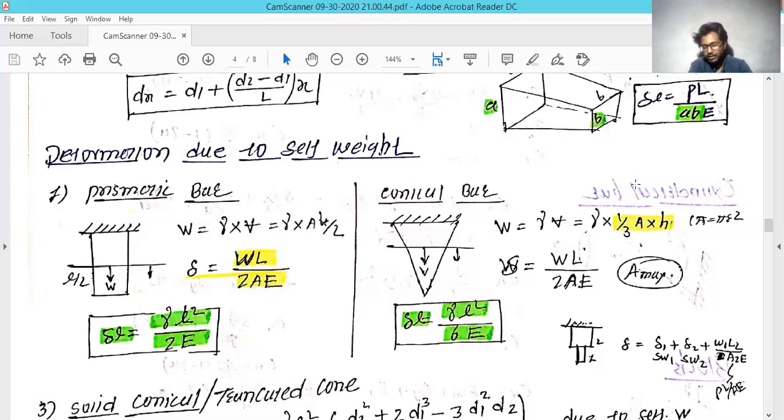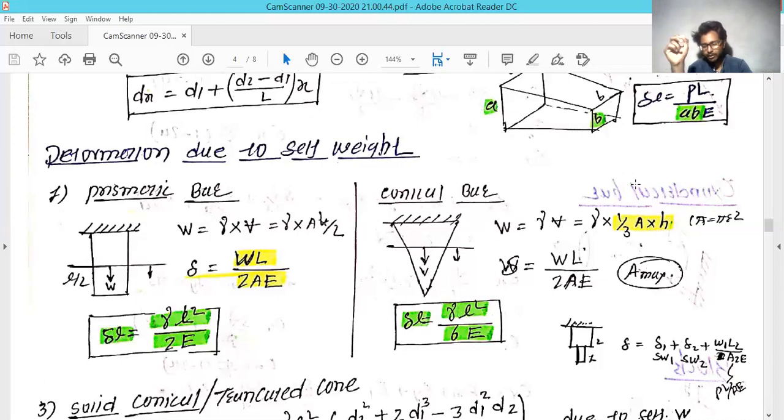And the prismatic word, if you heard before, is nothing but a cross section which is constant throughout. If its diameter is 5 mm, it will remain constant for the entire length. Such kind of object is called a prismatic object. This is for the prismatic object, where the diameter of that object remains the same, and for that we have calculated the change in deformation due to the self weight.